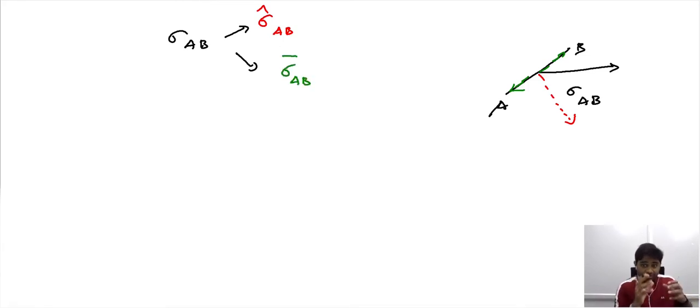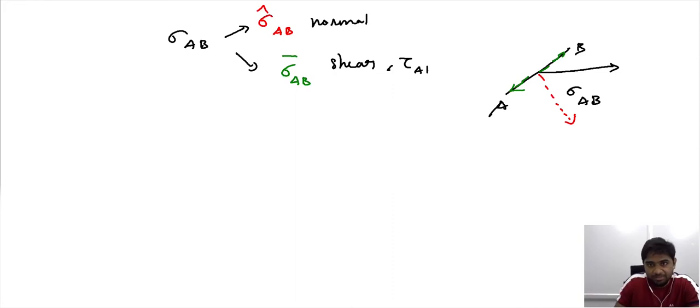Now the stress that is acting normal to the region of interest, we refer to as the normal stress. The stress that is acting along the region of interest, we refer to as the shear stress. And because it is a shear stress, it is denoted in this manner. We can denote the shear stress in this manner, and the notation for the normal stress can be retained.